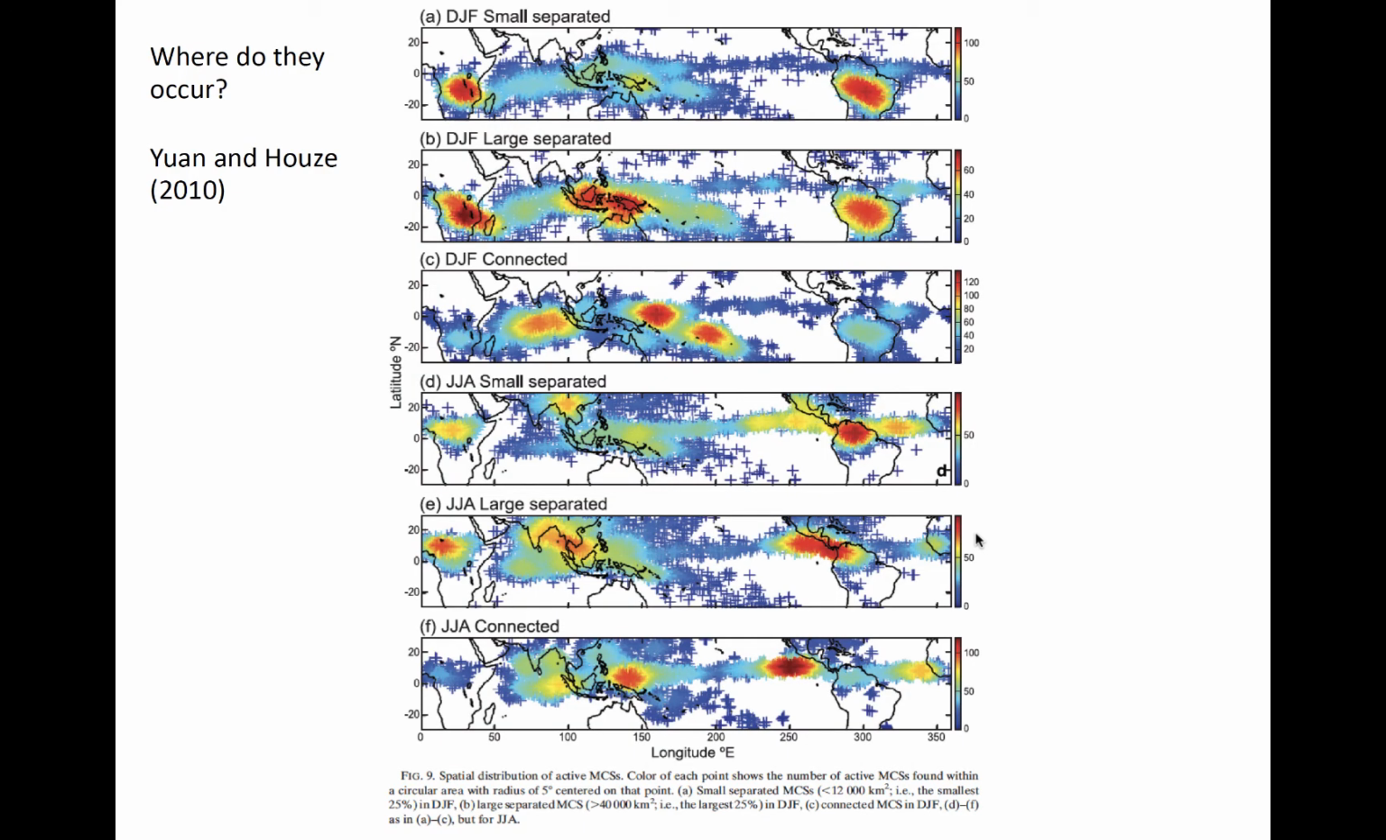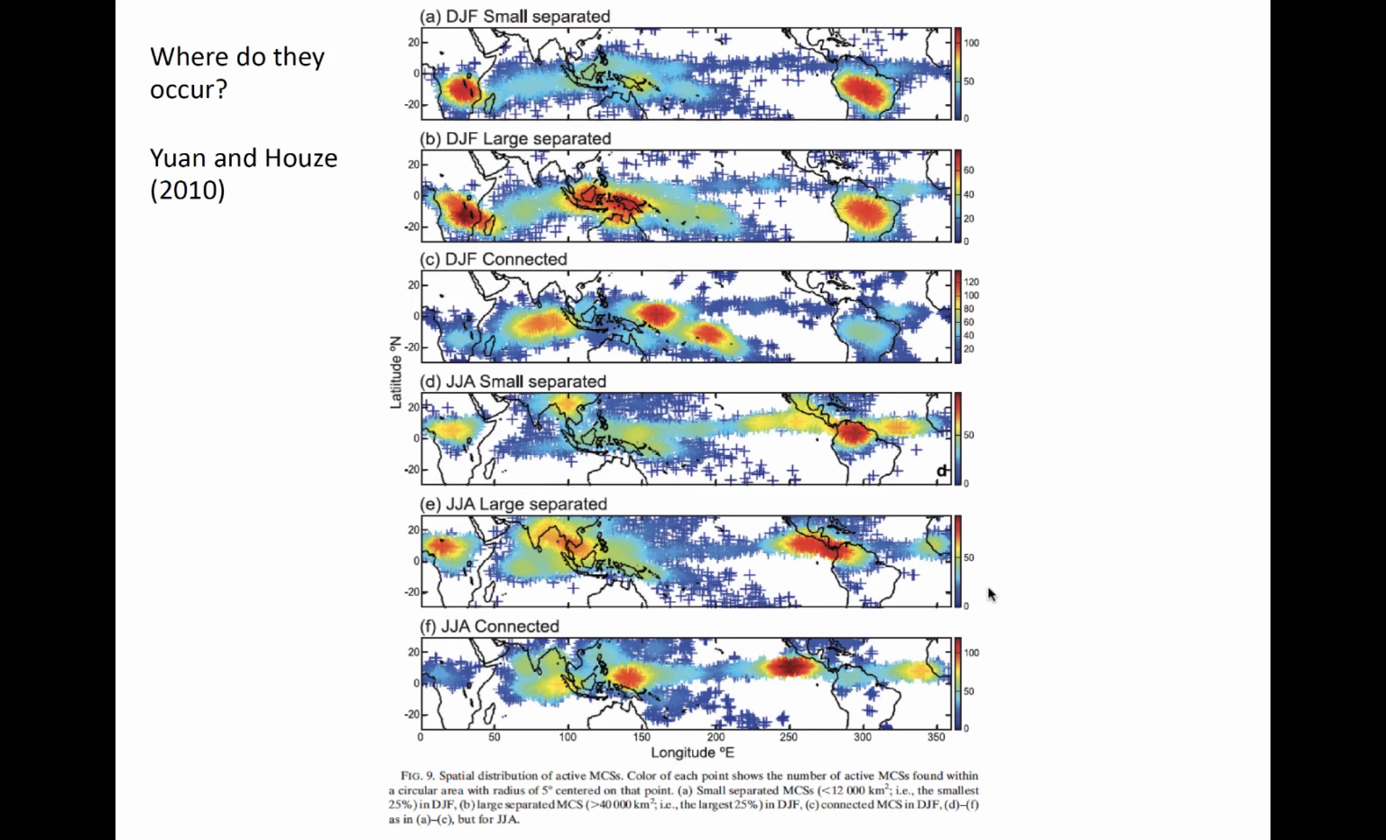MCSs occur throughout the tropics, subtropics, and mid-latitudes. They frequently occur over both continents and oceans. The current figure highlights where MCSs occur in the tropics. The top three panels indicate the locations of MCSs, defined by size, in boreal winter, and the bottom three panels indicate the sizes are the same during boreal summer.